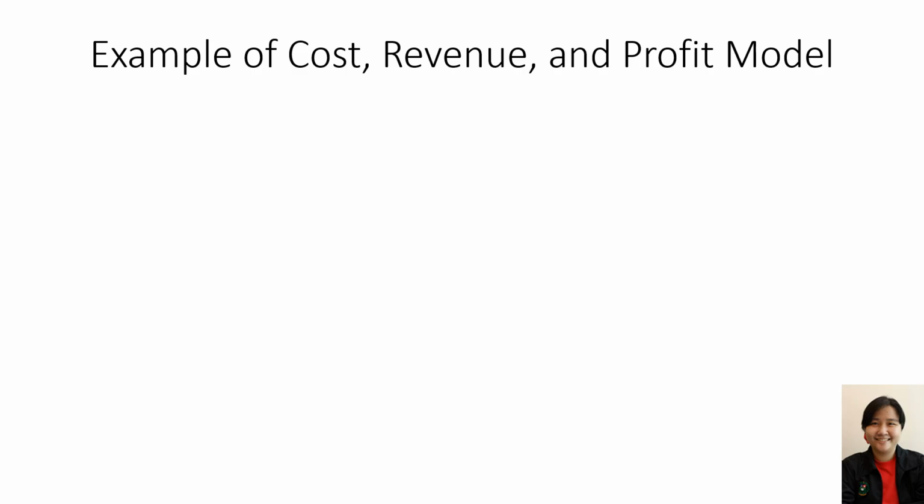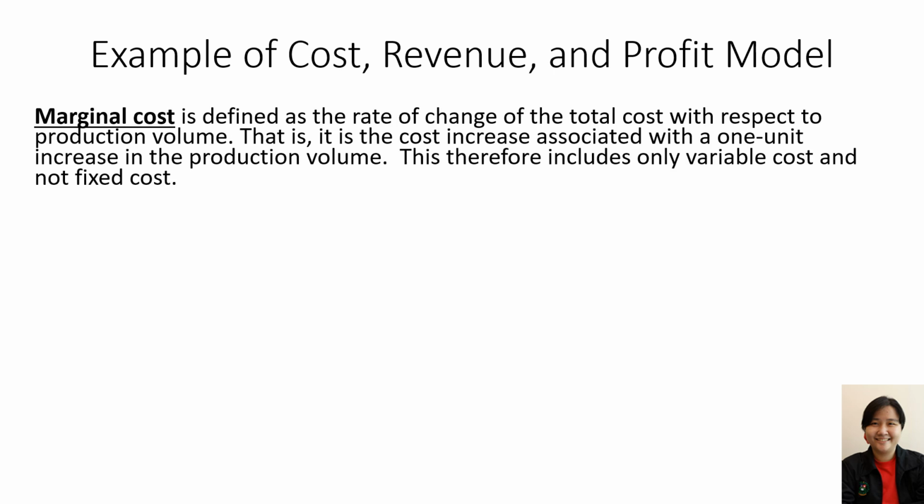Before we start answering the requirements, let us first take a look at some of the definitions of the terms being asked in the requirements. First, we have marginal cost. Marginal cost is defined as the rate of change of the total cost with respect to production volume. That is, it is the cost increase associated with a 1 unit increase in the production volume. This, therefore, includes only variable cost and not fixed cost.